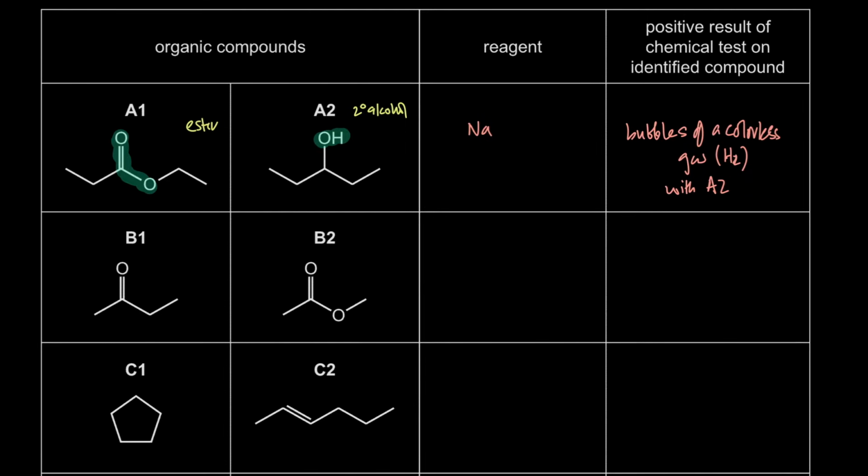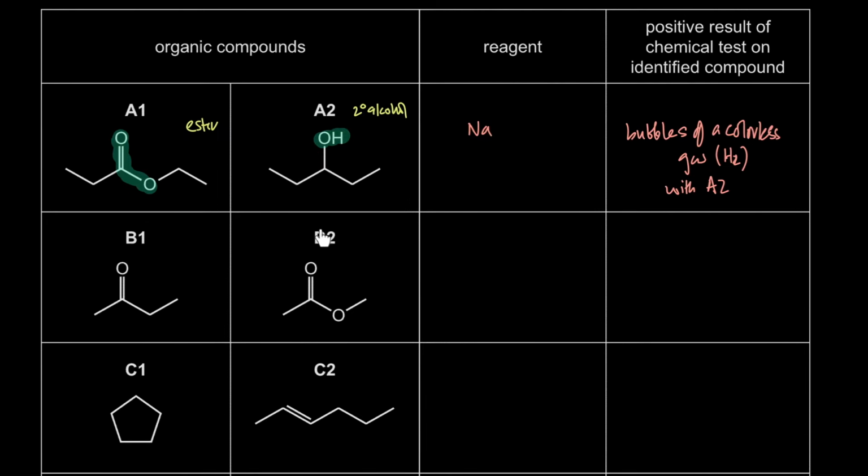We can also use acidified manganate 7, right? We would see purple to colorless with A2 because the secondary alcohol will be oxidized to a ketone. We can use acidified dichromate 6, right? That's an oxidizing agent. Again, the secondary alcohol will oxidize to a ketone, and we're going to see a color change from orange to green.